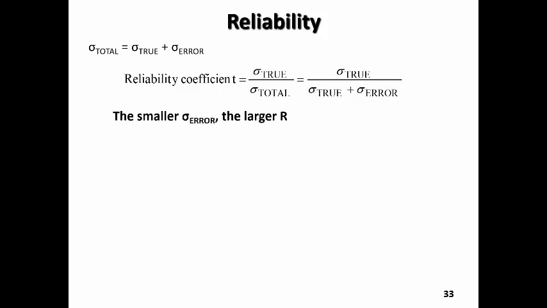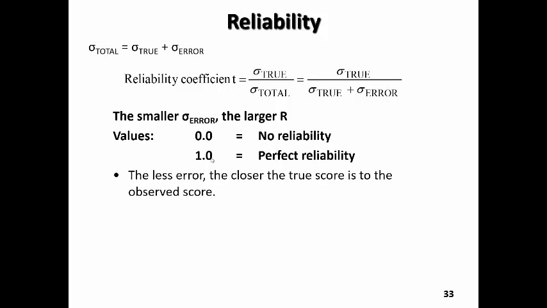And so the smaller the error that exists in a set of scores, the larger the reliability coefficient will be. If we take a look at some hypothetical values, a reliability coefficient of 0 would suggest there's essentially no reliability. In contrast, a value of 1.0 would suggest perfect reliability. So the less error, the closer the true score is to the observed score.